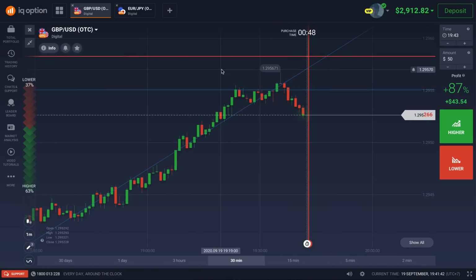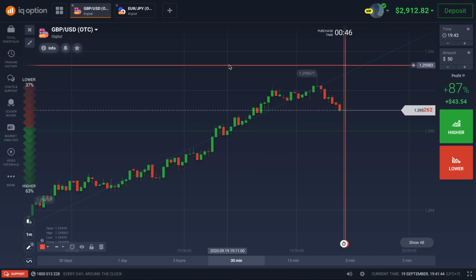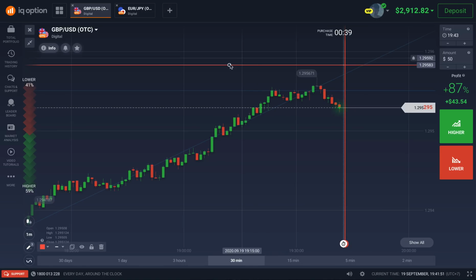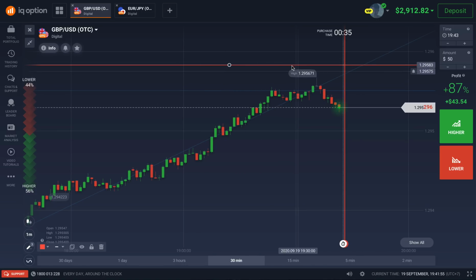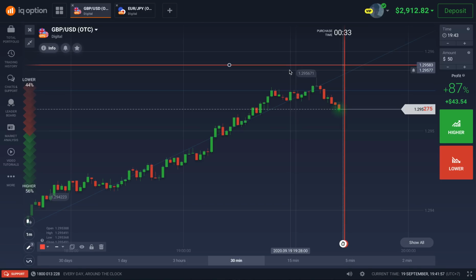But actually, as I estimate, it is around this level. I have the red line on the top here. This is where the power of the sell mostly participates, like when they reach this price level of 29.58.